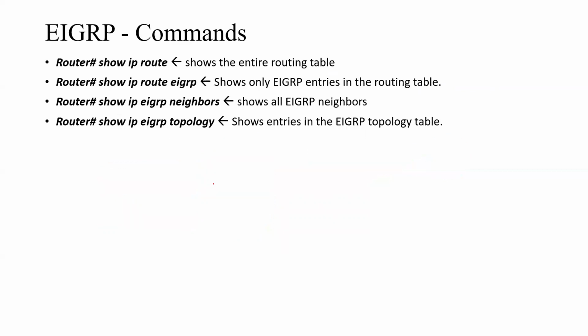So these are some commands. We need to check what route is configured for some IP address in the router: show ip route. And if you want to see only EIGRP routes configured, show ip route eigrp. If you want to see all the routers connected to the router where we logged in, we can use the command show ip eigrp neighbors, and one more command, show ip eigrp topology. It will show the entire EIGRP topology table.